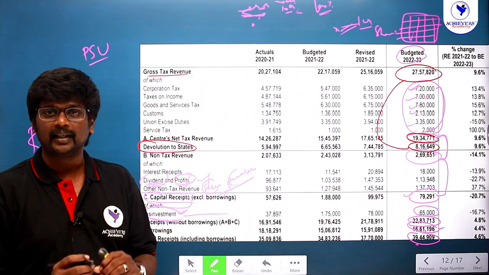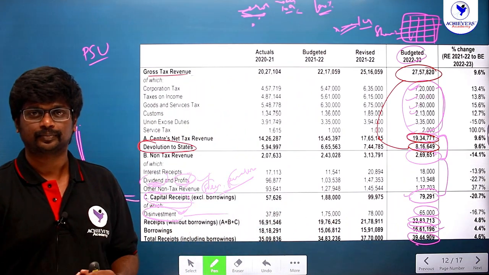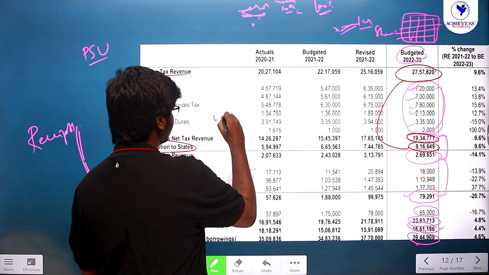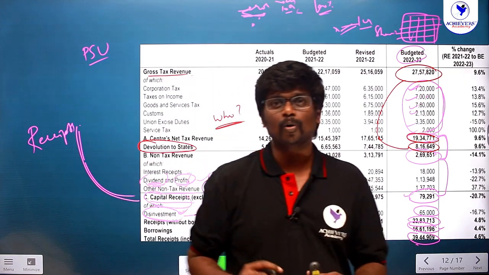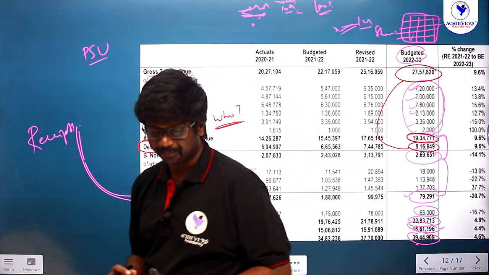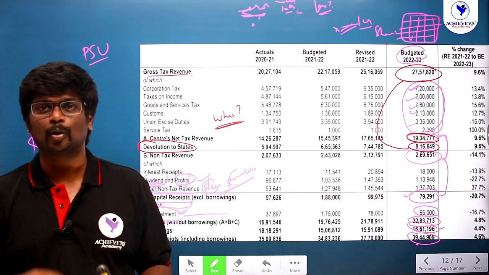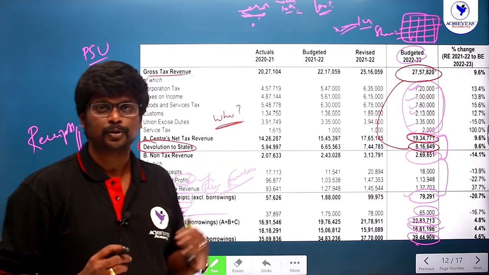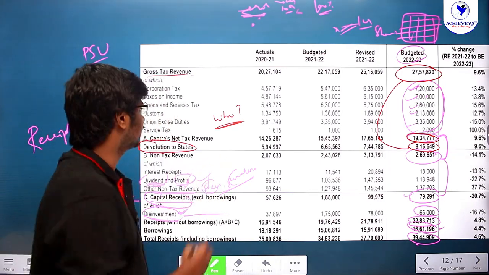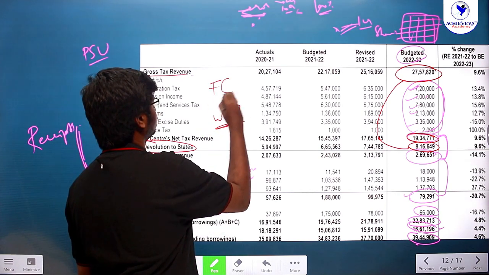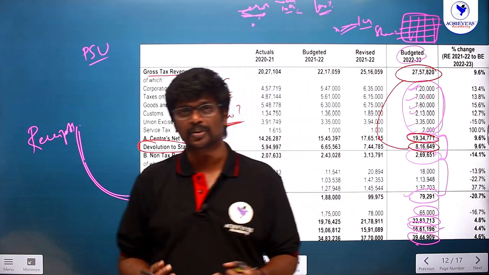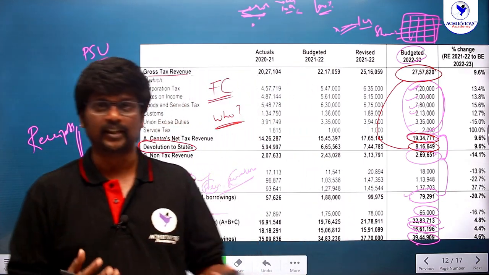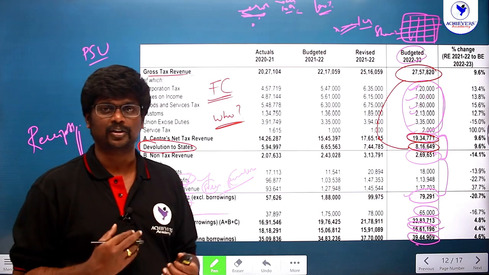Only 19 lakh crores. So now the question is, who will decide how much money should be given to the states? The answer is Finance Commission. The Finance Commission is a constitutional body which is mentioned under Article 280 in the Constitution.